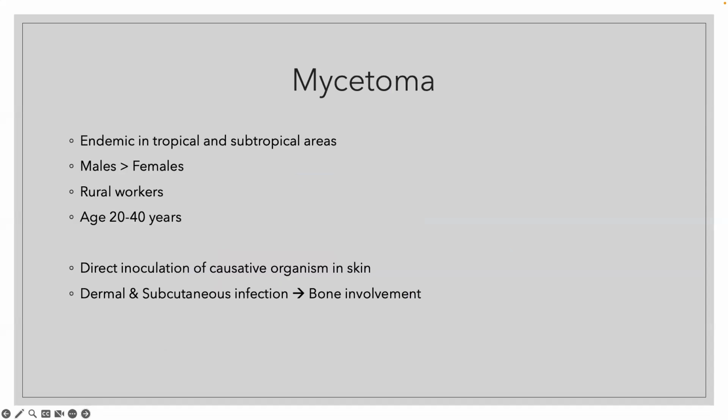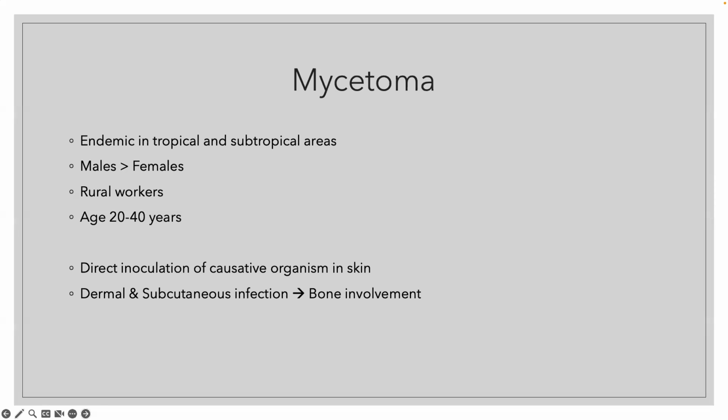Mycetomas are endemic in tropical and subtropical areas, and the majority of cases are concentrated in, but not limited to, the mycetoma belt. Worldwide, about 60% of mycetoma cases are bacterial in nature. However, on the African continent, eumycetomas are more frequently observed. This disease predominates in individuals who have regular and direct contact with field environments, such as laborers, herdsmen, and farmers, commonly affecting ages between 20 to 40 years of age, and males being affected more likely than females.